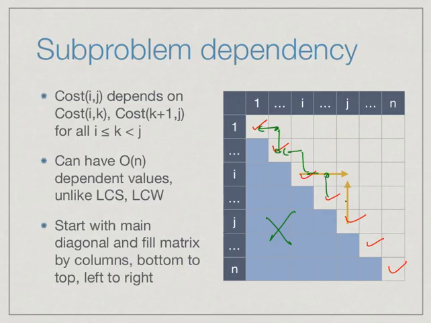So in the next step I can fill up this diagonal because I have all the values to the left and below. Now this entry I have the values to the left and below, so I can fill up this diagonal. So I can fill it up diagonal by diagonal. So this is the order in which I can fill up this table using this inductive definition, because this is the way in which the dependencies go.